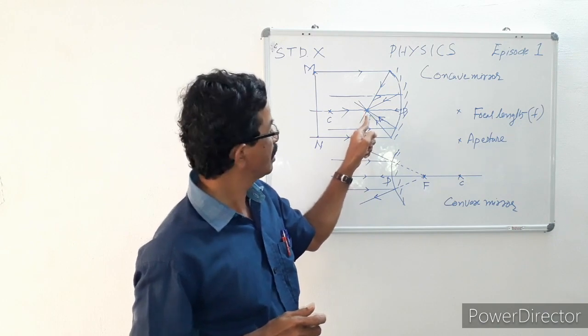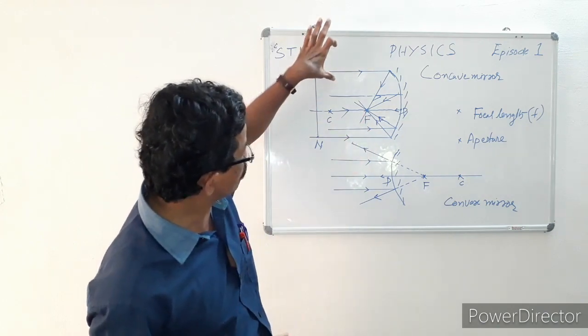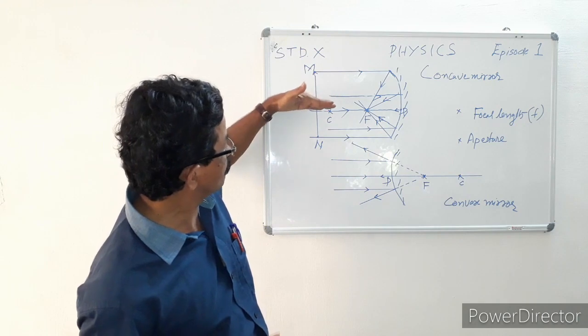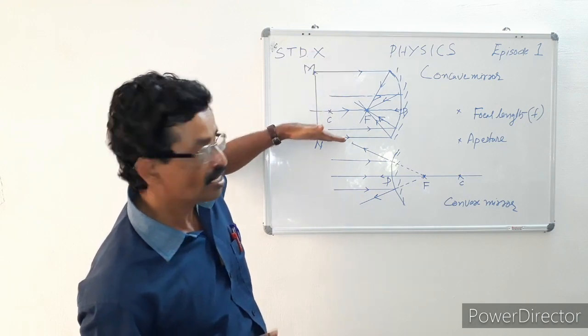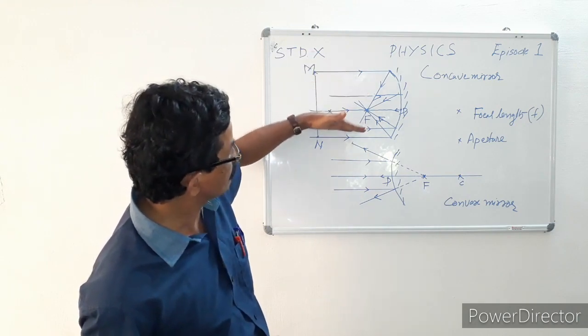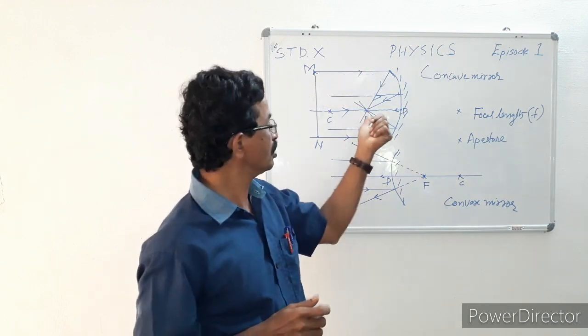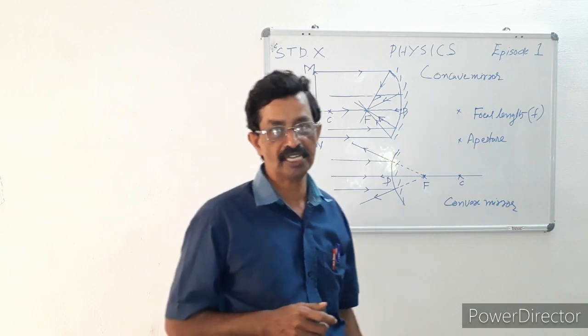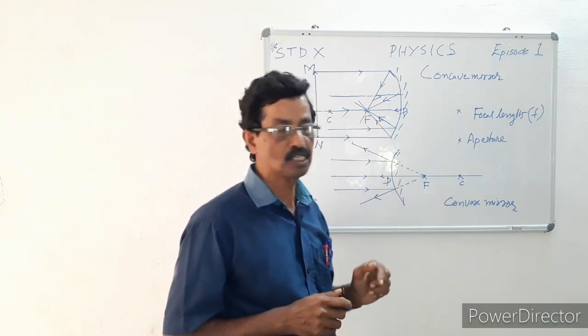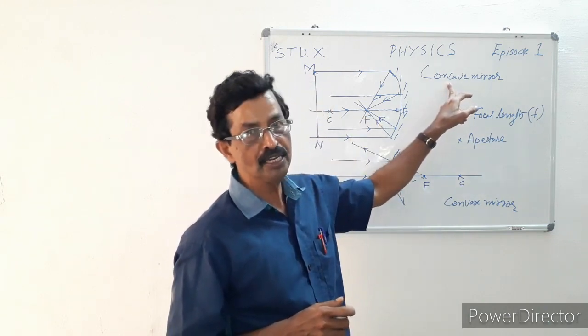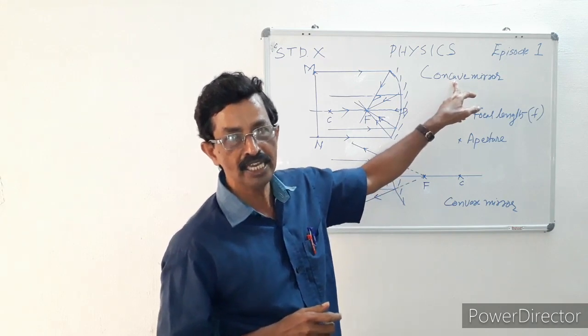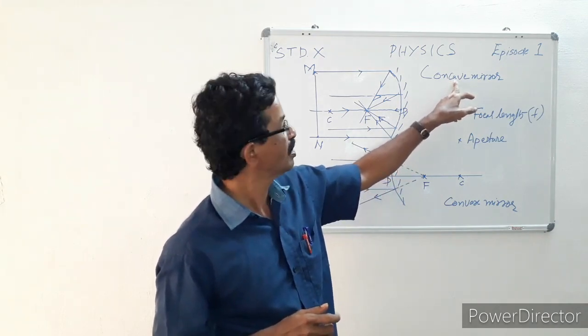Once again, light rays parallel to the principal axis after reflection, you see, meet or intersect at this point, and that point is the principal focus of the concave mirror.